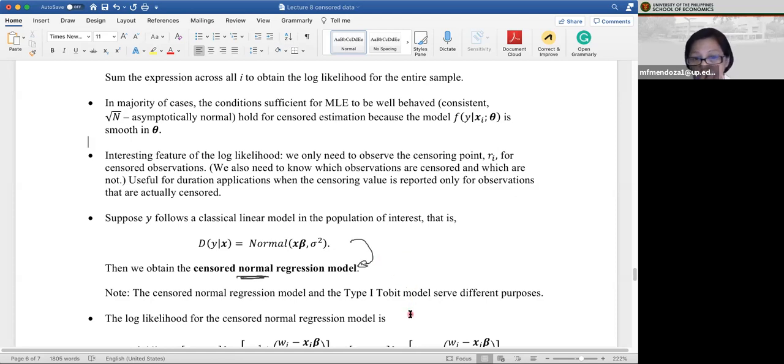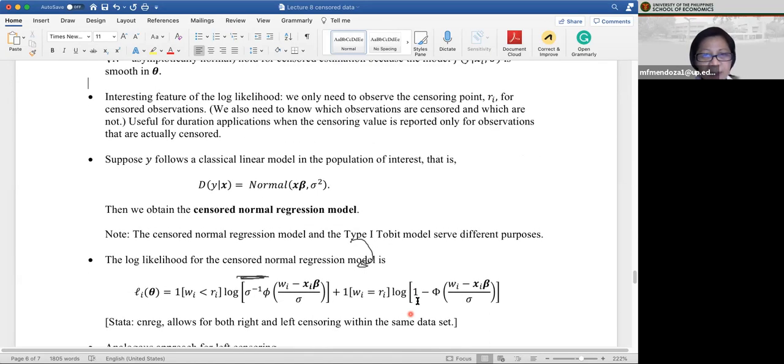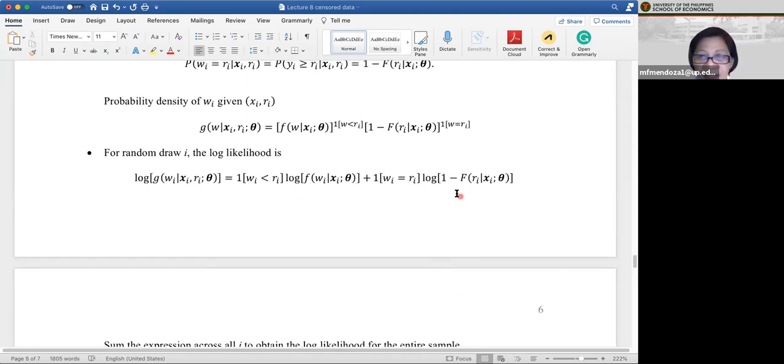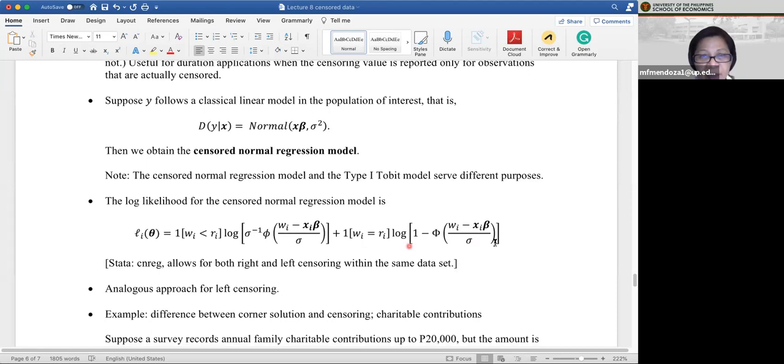The censored normal regression model and the type 1 Tobit model serve different purposes. The type 1 Tobit model addresses the problem of corner solutions, while the censored normal regression model addresses the problem of data censoring. Those are two different problems. If you look at the log likelihood for the censored normal regression model, go back to this and substitute the normal density function here and the normal CDF here, and you would get this.